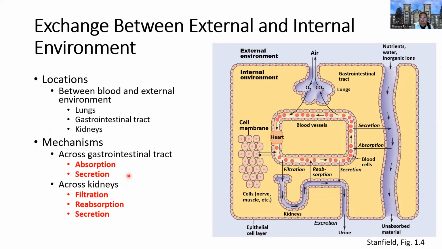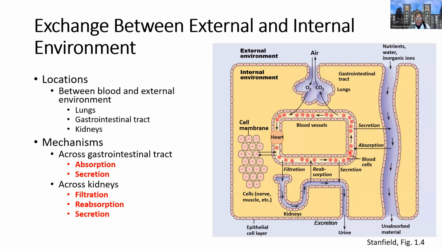Now, the mechanism by which exchange occurs across these barriers, for the GI tract, is going to be absorption and secretion. And absorption is going to be the direction of movement. That's going to be movement of nutrients from the food that we've ingested into our bloodstream. That's how we absorb those nutrients. Proteins, via amino acids, fats, glucose, etc., can be absorbed from our gut lumen into our blood vessels. So that direction is called absorption.